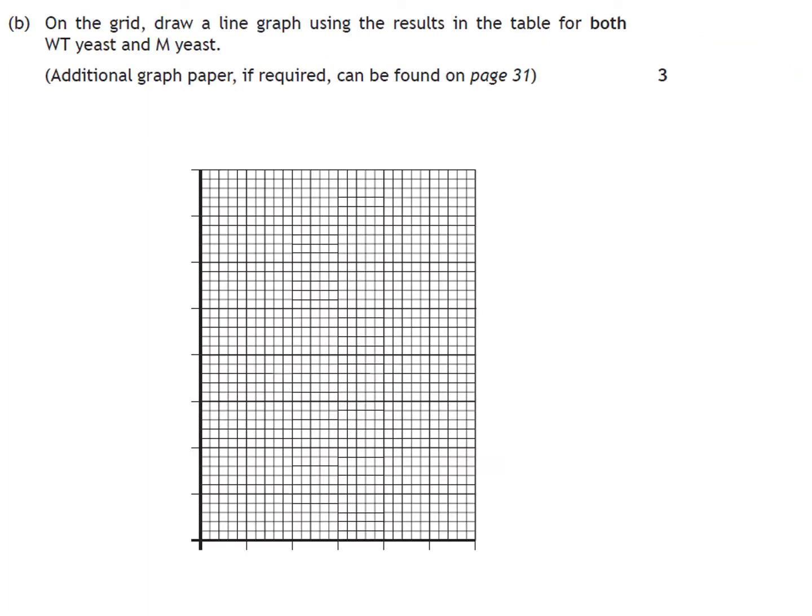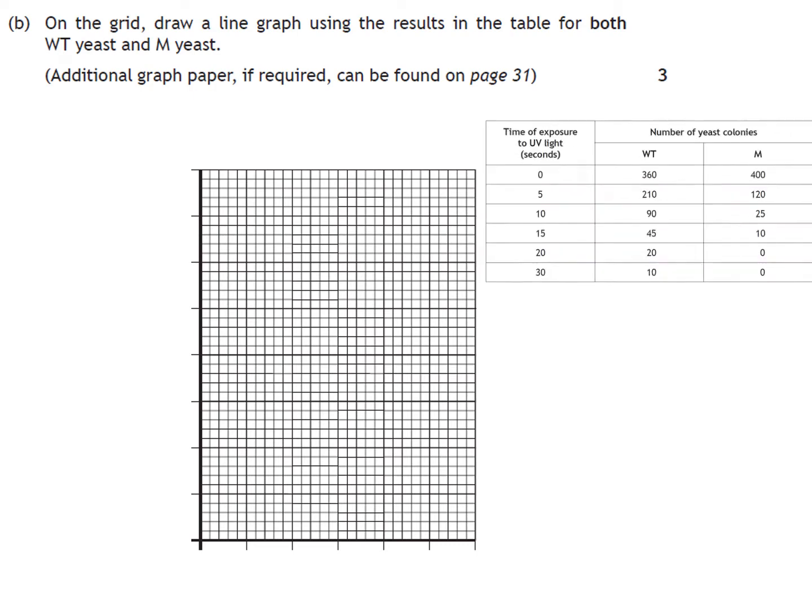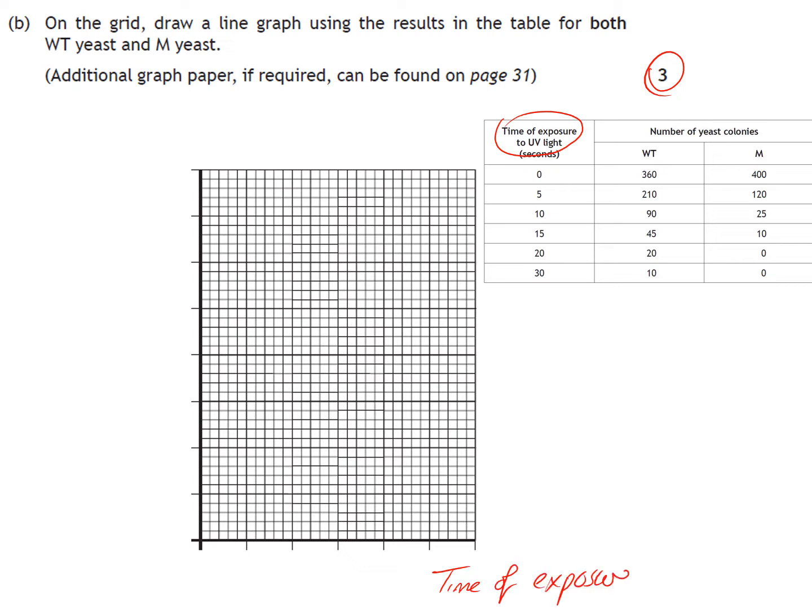On the grid, draw a line graph using the results in the table, here we go, for both wild type and mutant. Now this is worth 3 marks. Most of the graphs you've seen so far have only been worth 2, although always a line. So what we're going to have to do, first of all, is take, this is going to be our what we changed, so it goes along the bottom, time of exposure to UV light, and the whole thing, don't miss anything out, just lift the entire title from the table, and this one is going to be number of yeast colonies.